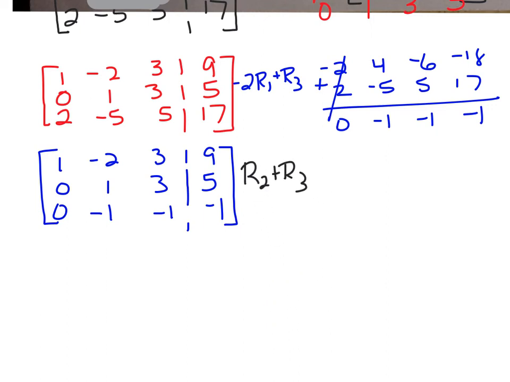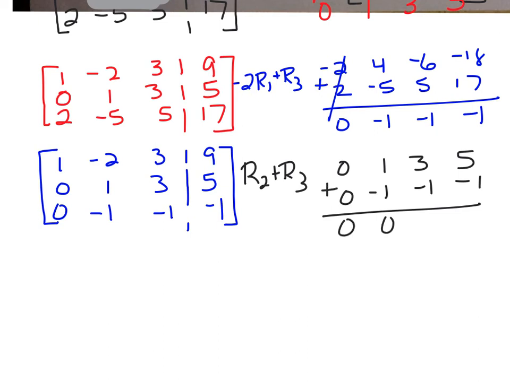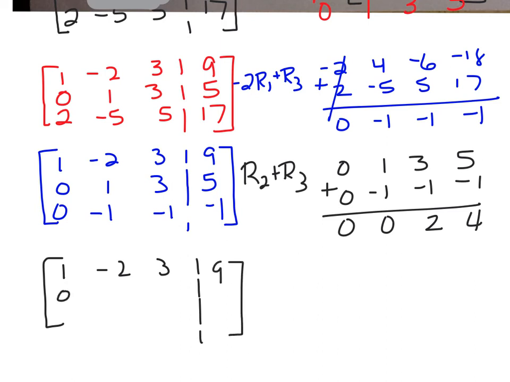All right, so row 2 is 0, 1, 3, 5, and row 3 is 0, negative 1, negative 1, negative 1. So I have 0, 0, 2, 4. So I have 1, negative 2, 3, 9; 0, 1, 3, 5; 0, 0, 2, 4.